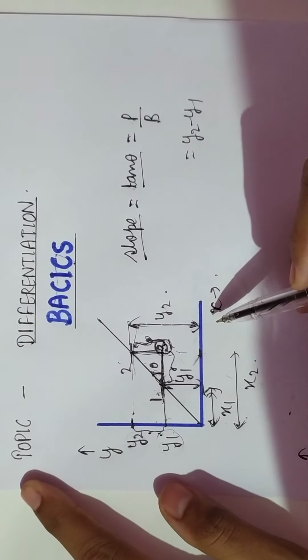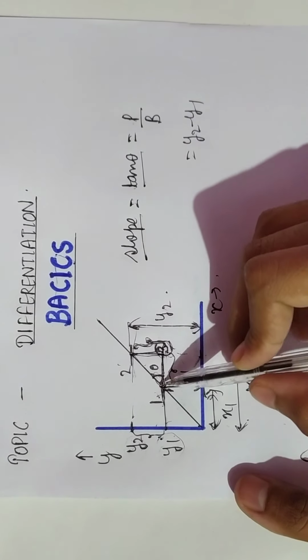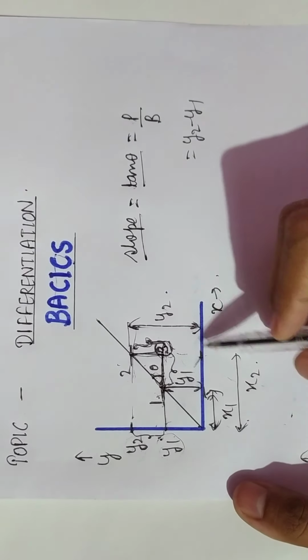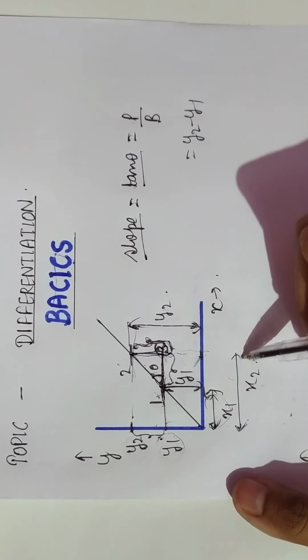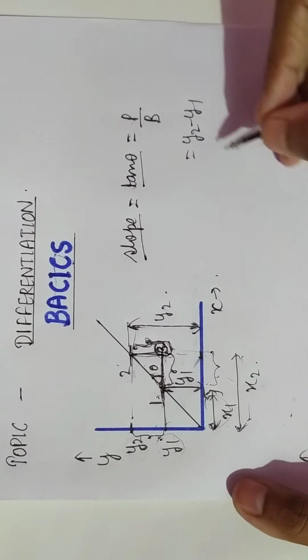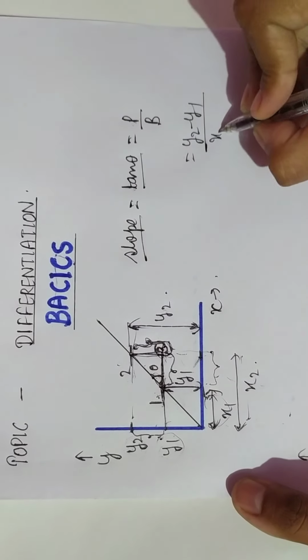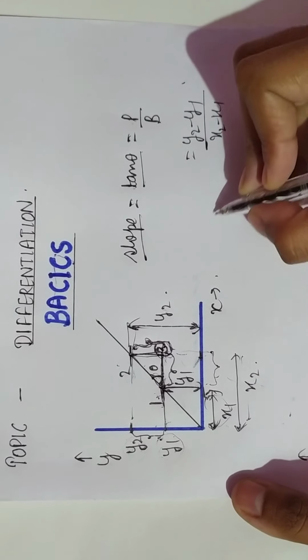Now we need to find the base, the distance between 1 and 3. We simply subtract x1 from x2, and we get this part, which is the base. So we can write x2 minus x1 here. This is the slope of this line.